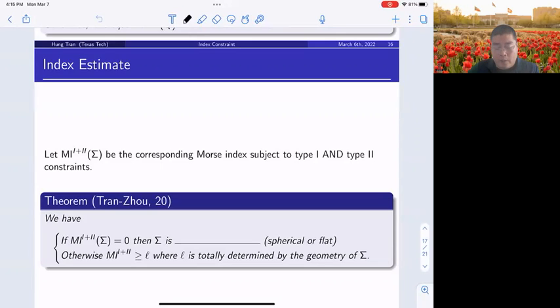So there are also applications of the abstract formulation we described earlier, but it is a little bit more involved. In order to state our theorem, let me introduce a new definition. So let the index with type 1 plus 2 constraint, for the hypersurface sigma here, be the corresponding Morse index subject to type 1 and type 2 constraint.